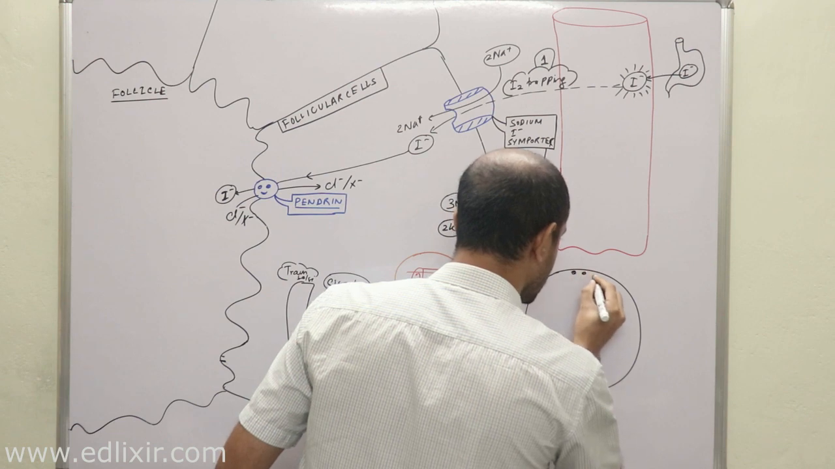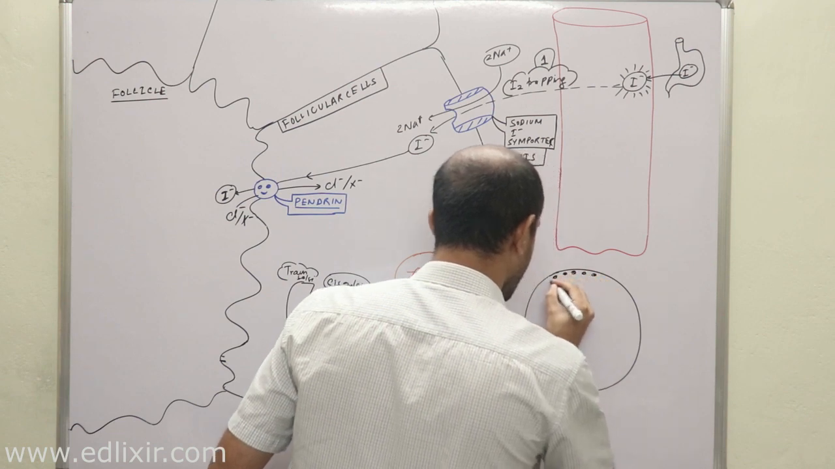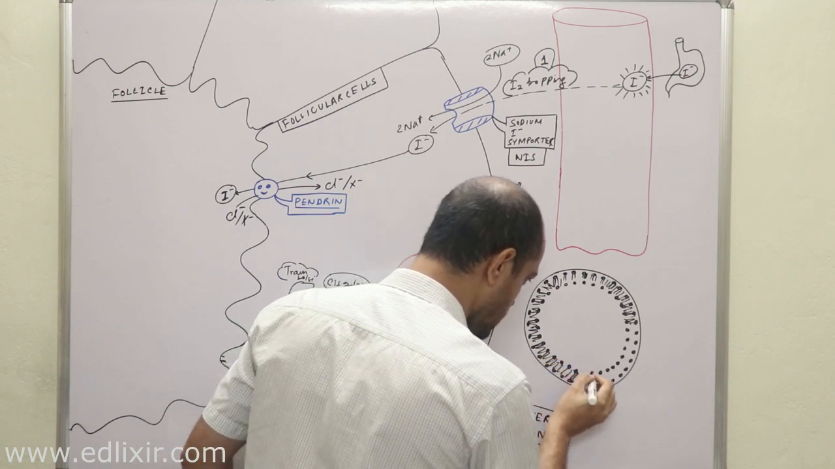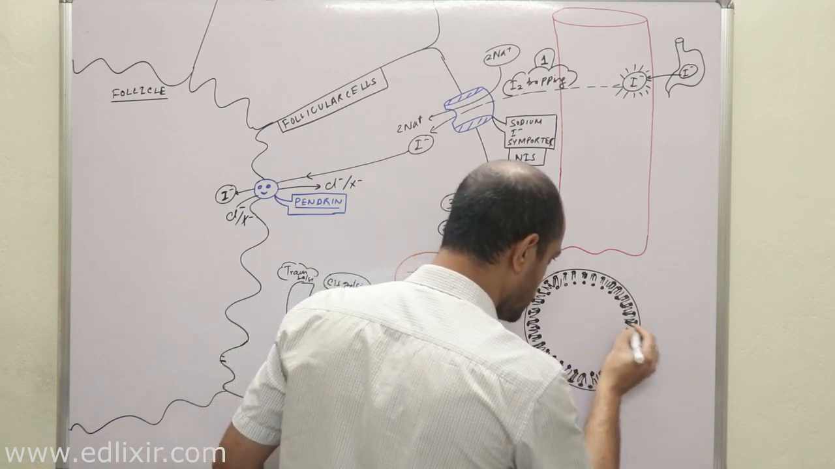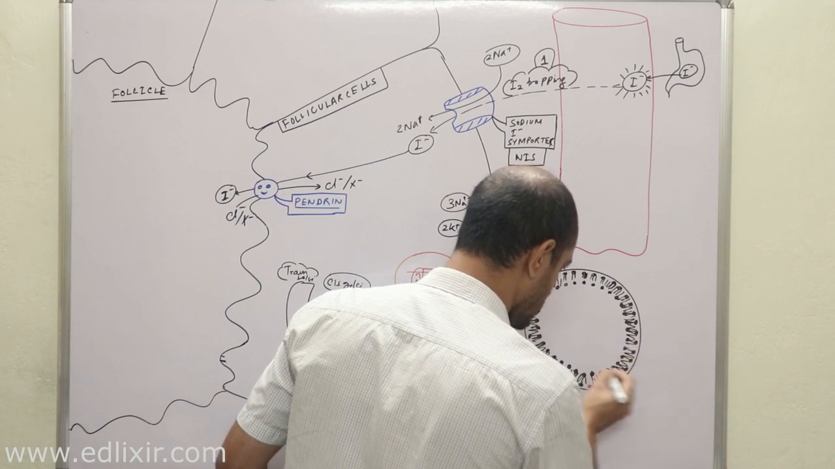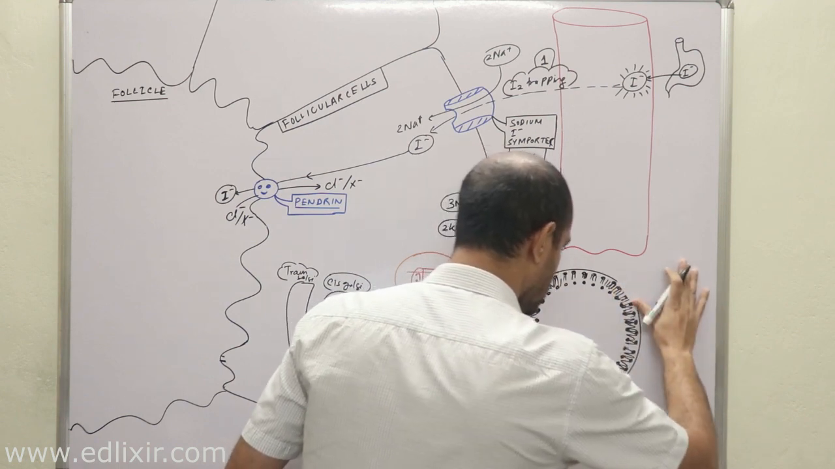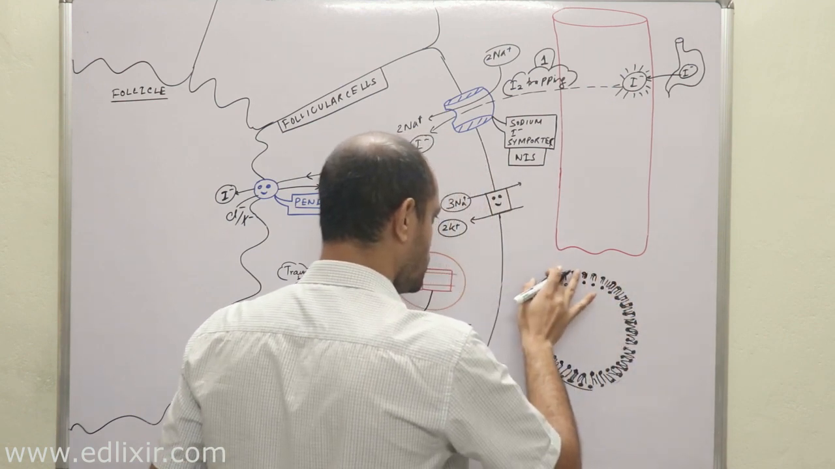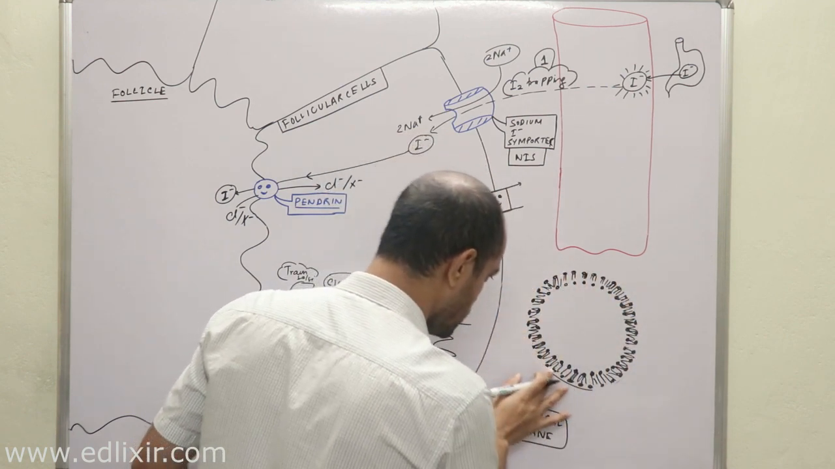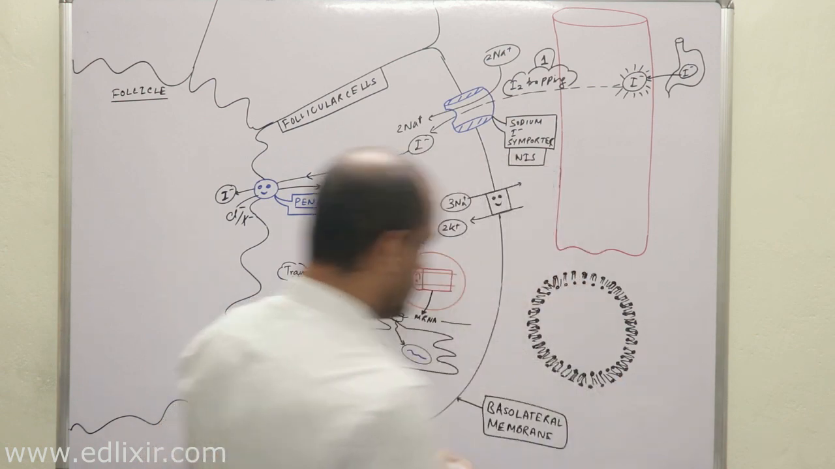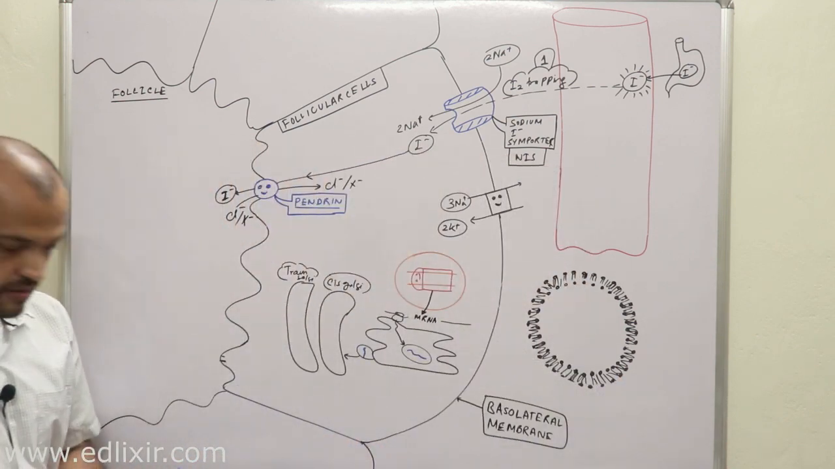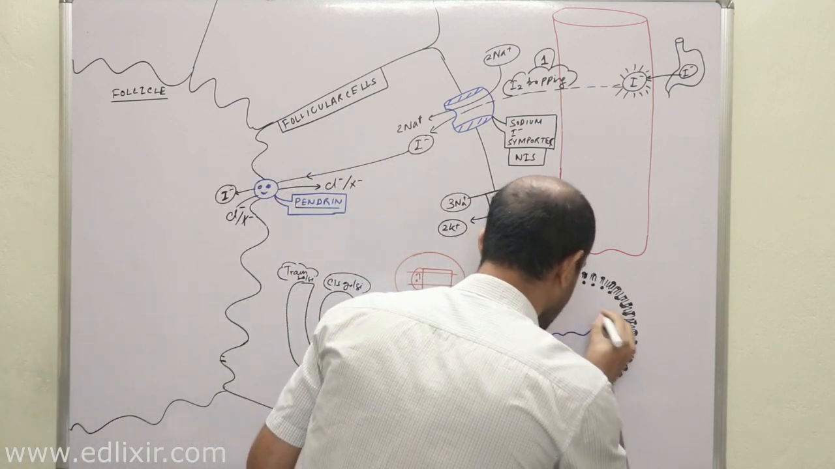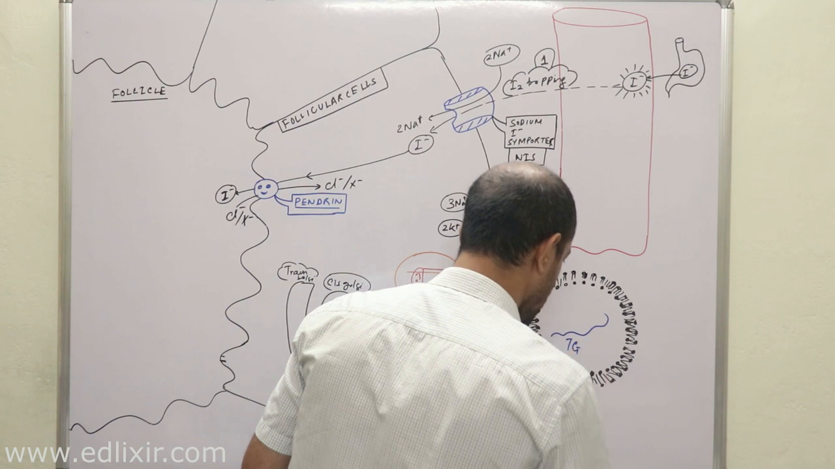So this is your phospholipid bilayer membrane. Why I am drawing this, I will tell you later. It's very, very important for you to understand now. Now a very important point you need to understand is this. So this is your thyroglobulin protein. Suppose this is your thyroglobulin protein.